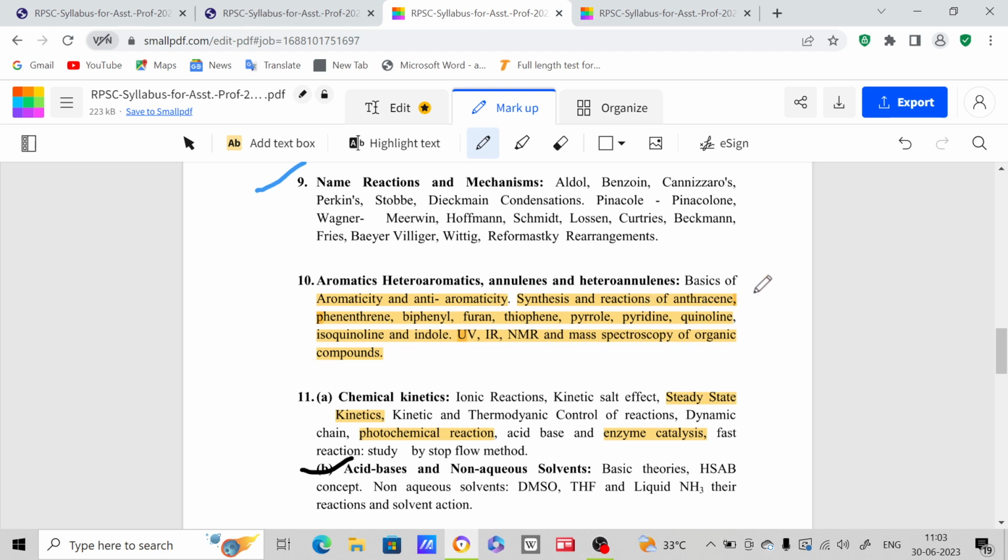Synthesis and reactions of anthracene, this is not important. And this chapter is regarding aromaticity and also heterocyclic chemistry. So just focus on structures of heterocyclic chemistry. Heterocyclic chemistry is also important.